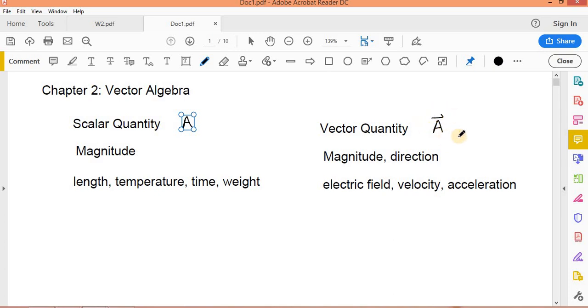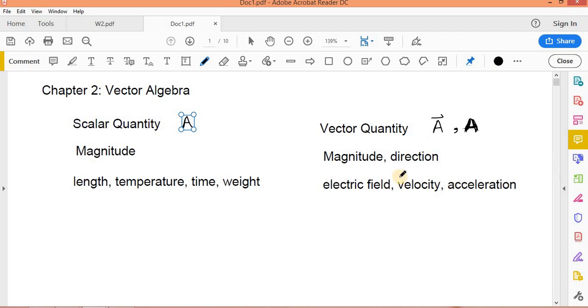When you read some reference books, they don't use this one, but they bold their alphabet. But in our subject, mostly I will use this one because the other is very troublesome. So I will use this to represent that the parameter is a vector quantity.